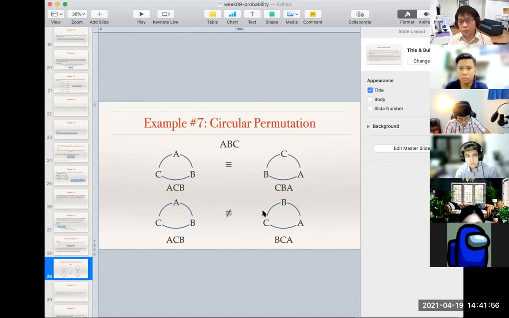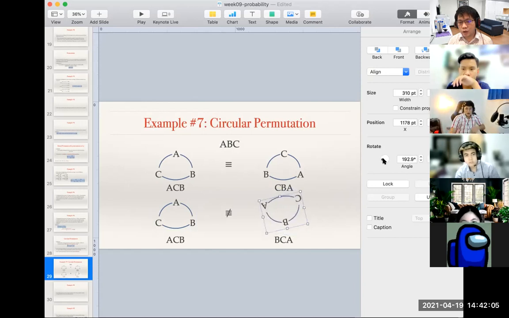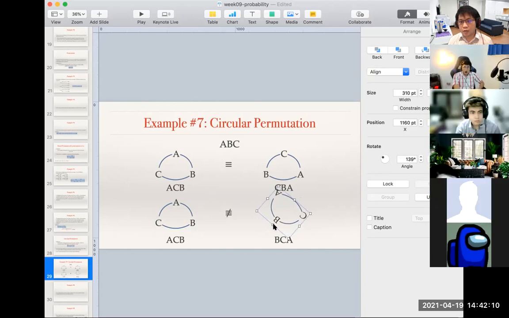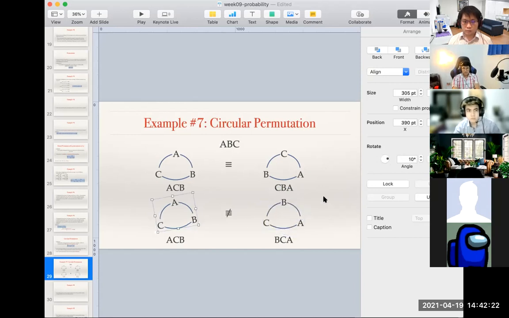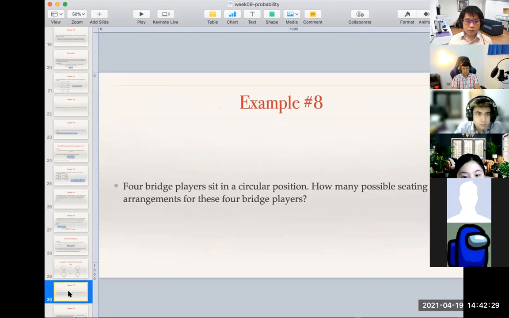But it's not equivalent with this one. If I change it to BCA and rotate it, it will become CAB. And then if I rotate it again, what will it become? It will become A, B, C. You see, A, B, C and A, C, B, they are in a different order. So you need to be careful with circular permutations.